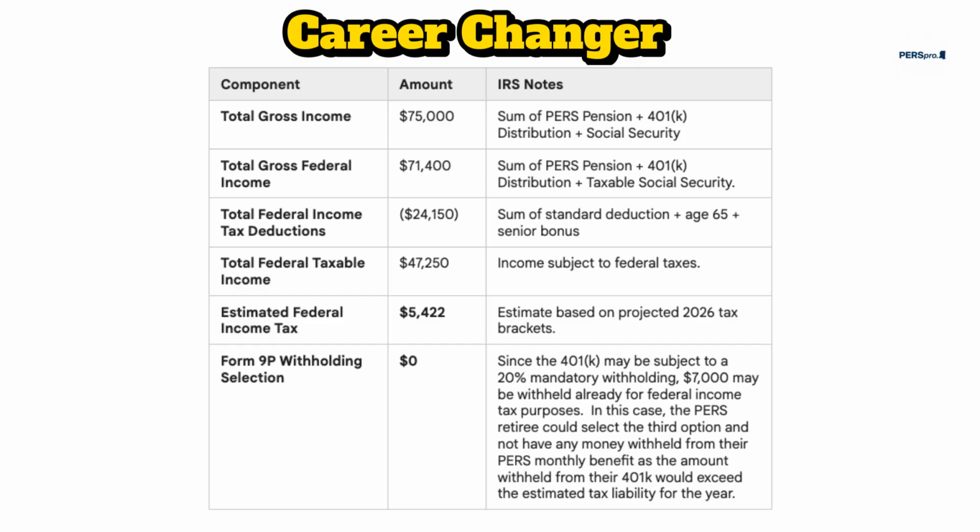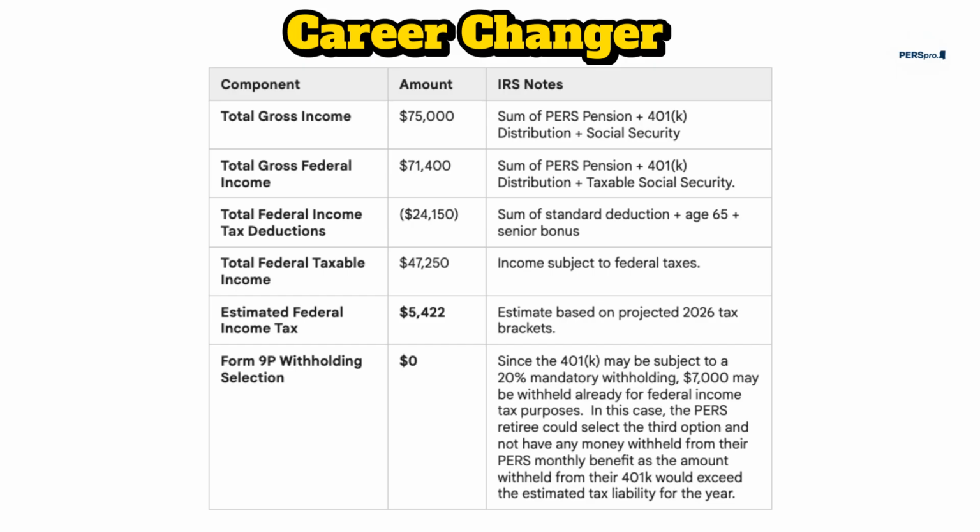That brings the total federal taxable income down to $47,250, generating an estimated federal income tax liability of $5,422. Now pay close attention to the Form 9P withholding strategy for this retiree. Because traditional 401k distributions can trigger a mandatory 20% federal withholding, this retiree could easily have $7,000 already being withheld from their $35,000 401k distribution and being sent directly to the IRS from their retirement account.